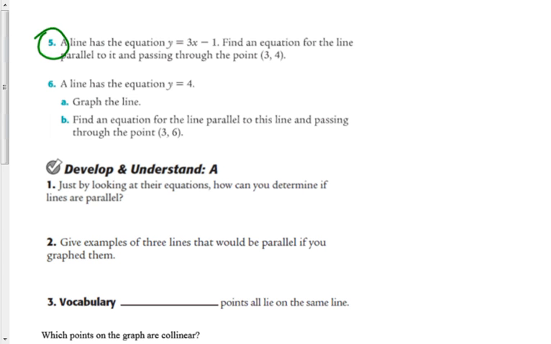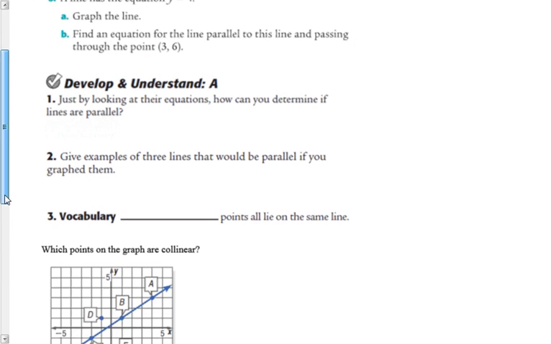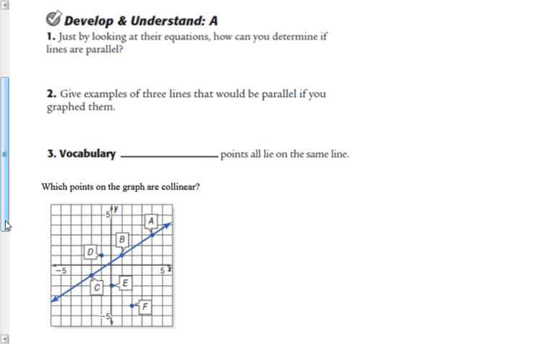All right. And I'm going to skip down to number 3, the vocabulary. All right, this is an important word. It said points all lie on the same line. So they are all in a row, so to speak. And the word for that is collinear. And if you look closely, you'll notice the word line in this. Maybe that'll help you remember it. L-I-N-E, collinear means points all on the same line.